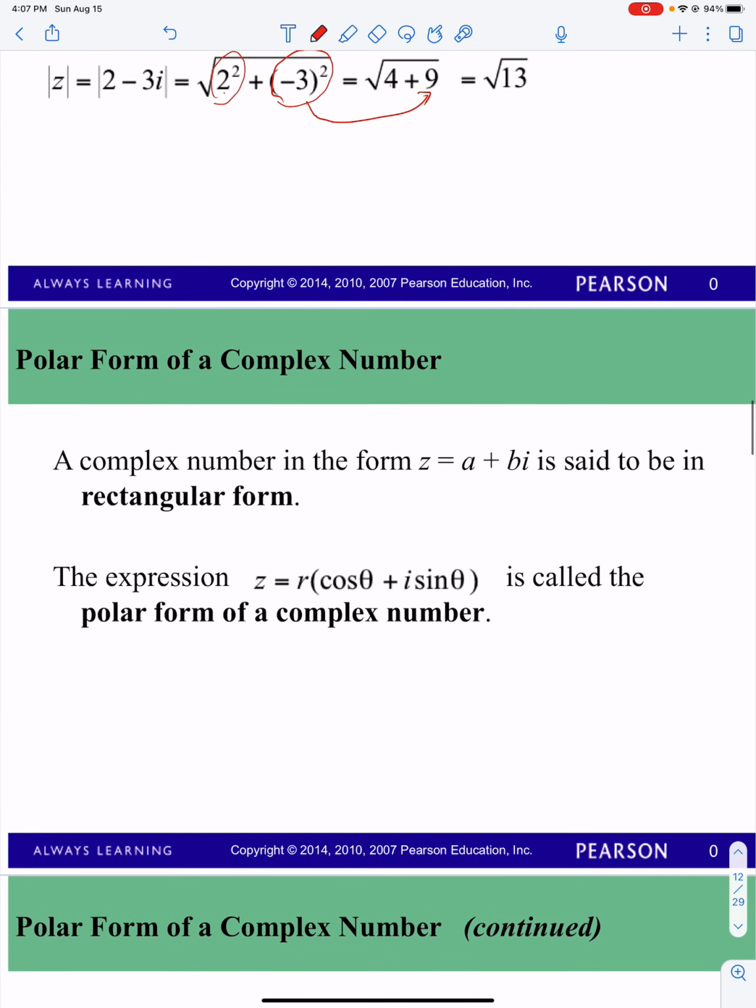Okay, so the next thing we want to introduce is the polar form of the complex number. So z equals a plus bi is said to be the rectangular form. And we want to write it as r cosine theta plus i times r sine theta. That will be the polar form. It looks like they have nothing to do with each other, but do you remember? a is your x coordinate, b is your y coordinate. And do you remember what x is? r cosine theta. And what is y? r sine theta.